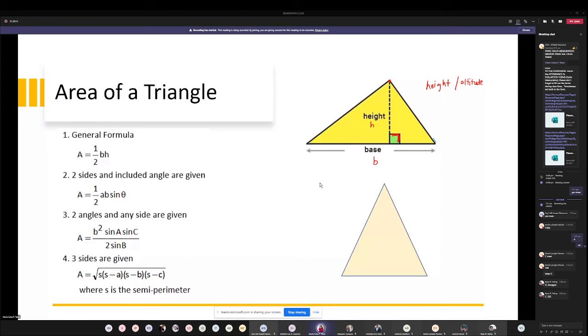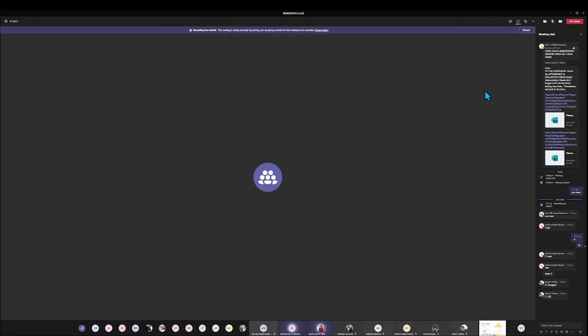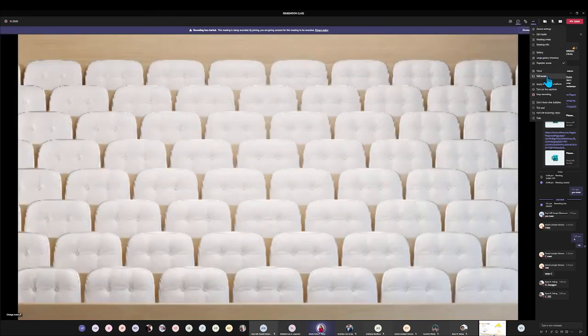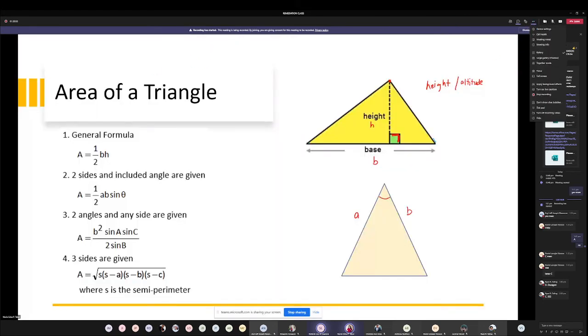Another formula that we can use is the second one, if two sides and an included angle are given. So we have A and B as the sides and theta as the included angle. In the second picture on the right side of the screen, let's say I choose these two sides, sides A and B. The included angle should be this angle that joins the two sides. So this should be angle theta.